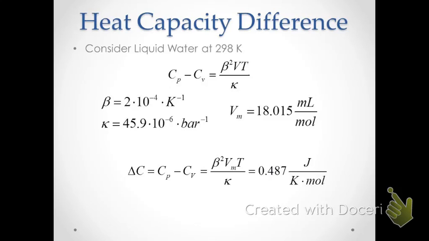When we go to tables, we'll generally find heat capacities listed for the constant pressure situation, simply because most of the experiments that we carry out are under conditions of constant pressure, and it's easier and more straightforward to measure. But here we see that the difference between the constant pressure and constant volume heat capacities is actually not significant.